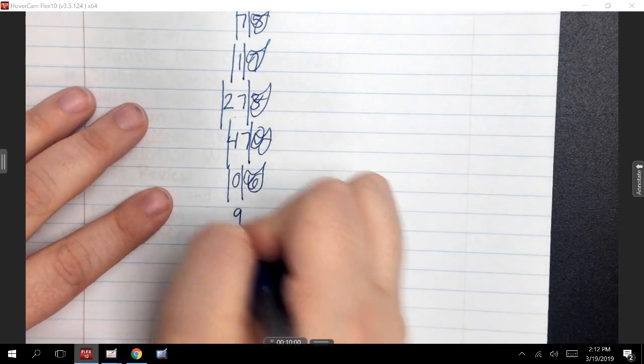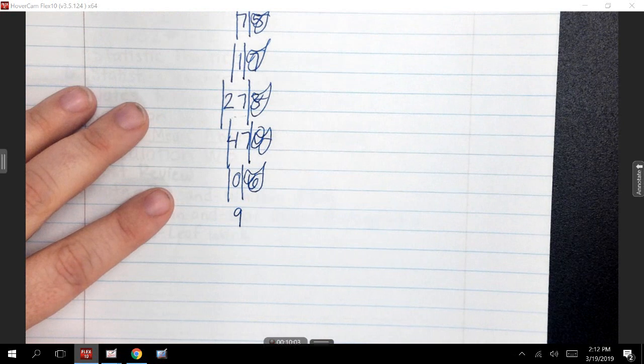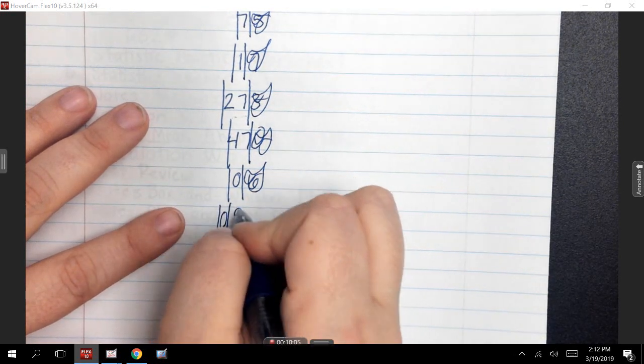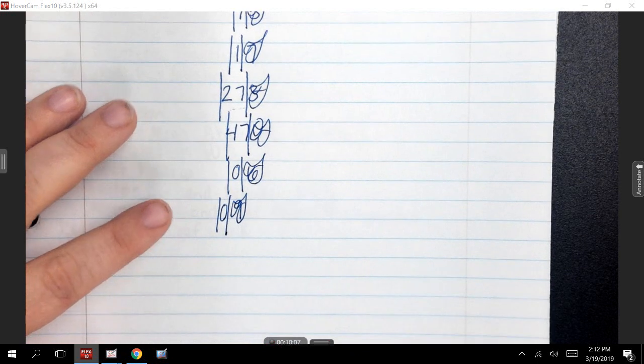So if I had a number like 9, what's my stem? Joelle? 0, and my leaf is 9. Are we okay with that?